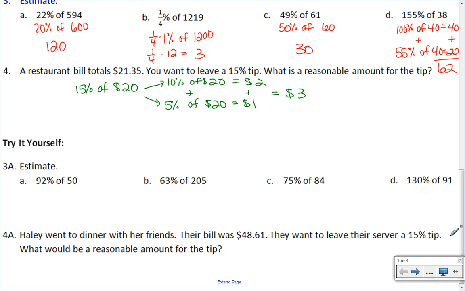Okay, there's a few try it yourself problems at the bottom of this page. So again, make sure that you're showing some sort of work for these. Go ahead and pause the video, work through those problems, and when you're ready, hit play to resume.